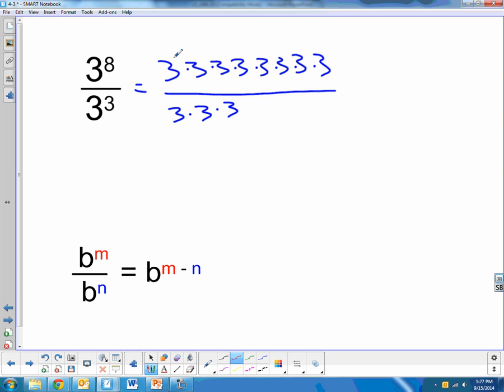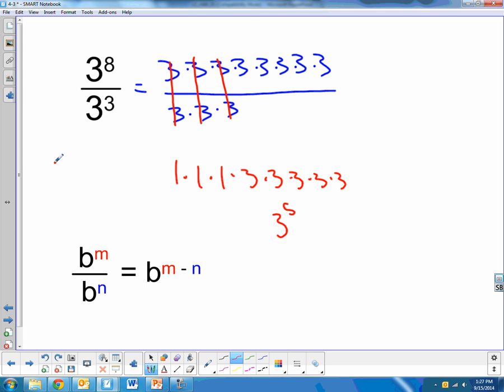If I divide 3 divided by 3, that's just 1. Again, 3 divided by 3, well, that's 1. 3 divided by 3, that's 1. So what I've got left is 1 times 1 times 1, and then I've got 1, 2, 3, 4, 5 3's left over. And so 1 times 1 times 1, that doesn't really affect anything. It's just 1. And 1 times anything is still anything. So 3 times 3 times 3 times 3 times 3, 3 to the 5th power, and those 1's just don't affect it.